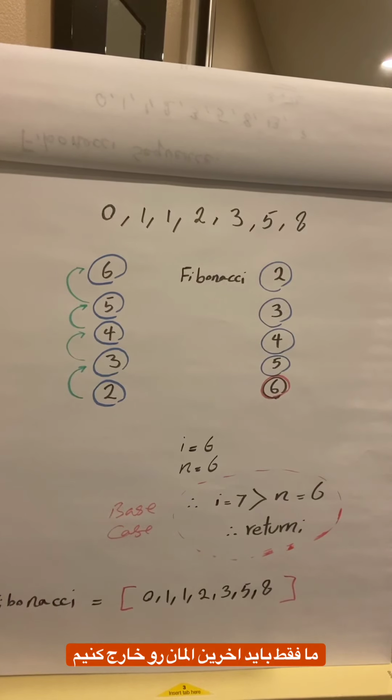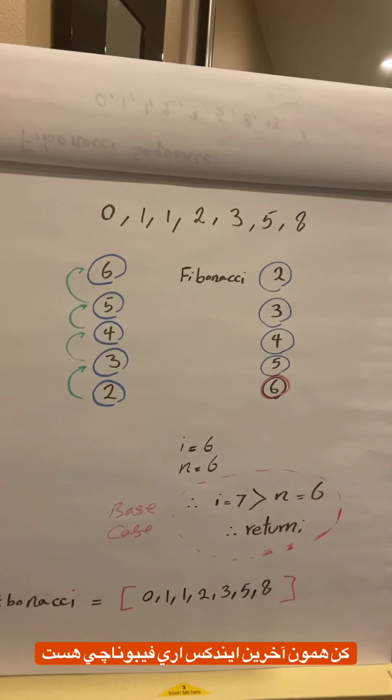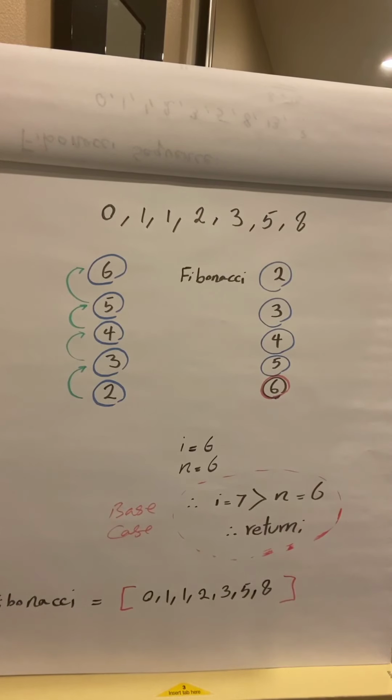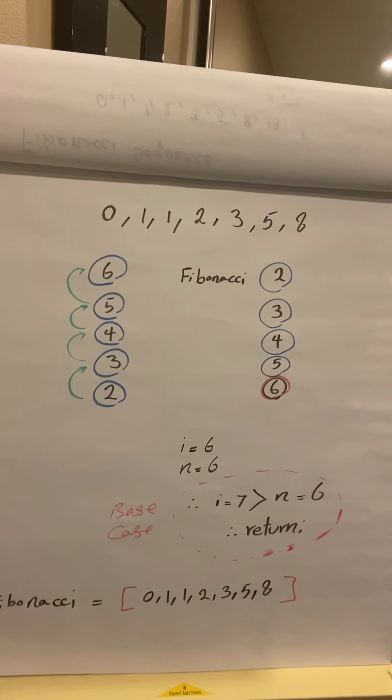So now all we have to do is return the last item, which is the last index in the Fibonacci array. So that's it for the Fibonacci problem.